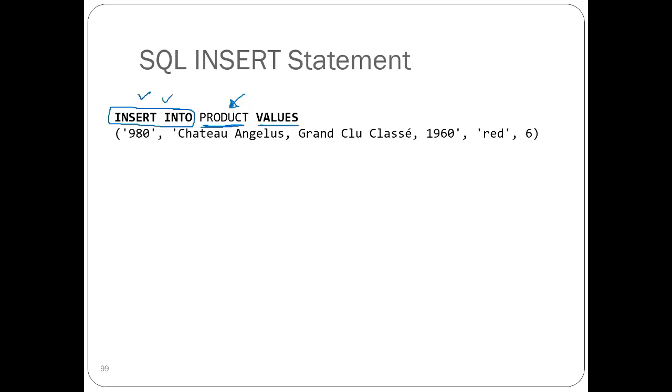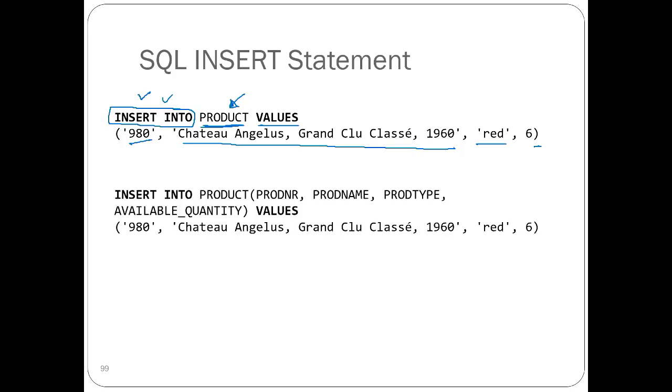So these keywords you should practice. Insert into the table product, values, followed by these values that you have. And how many values do we have here? 1, this is a string, 2, 3 and 4. So in that order. Here we are not specifying the columns, that's okay, as long as you are providing the matching values, we are fine.